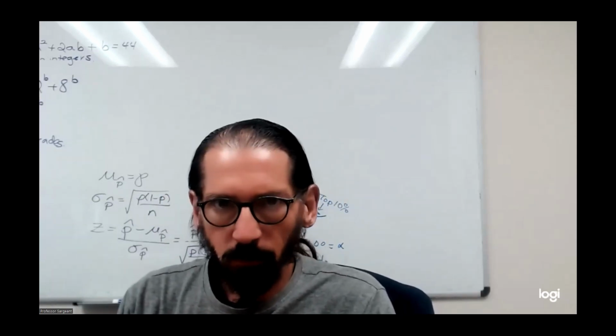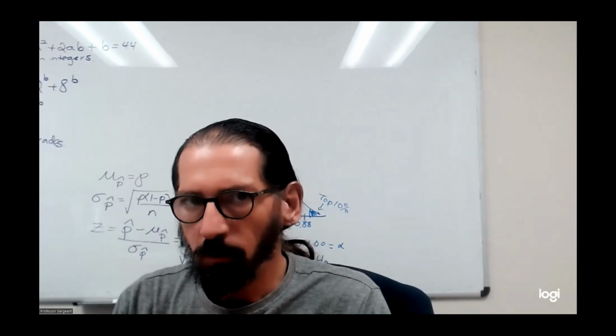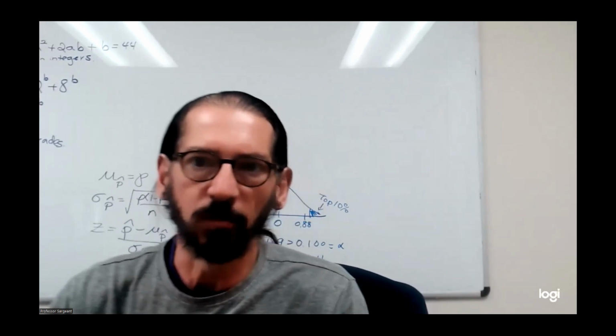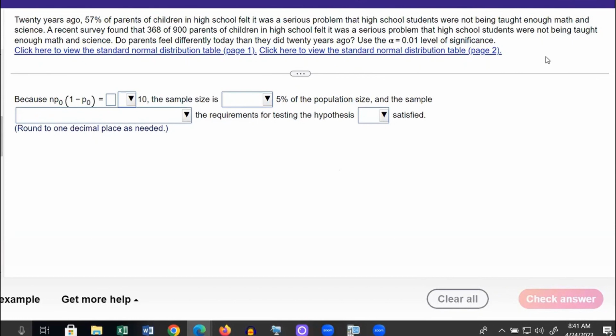Next, I have for you an example that is a two-sided test regarding hypothesis testing about a population parameter. 20 years ago, 57% of parents of children in high school felt that it was a serious problem that high school students were not being taught enough math and science.